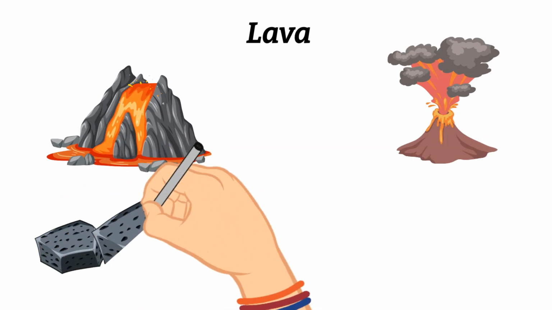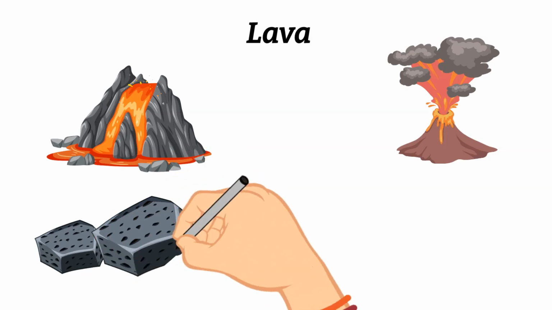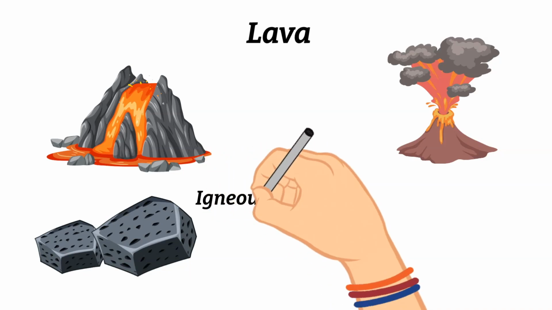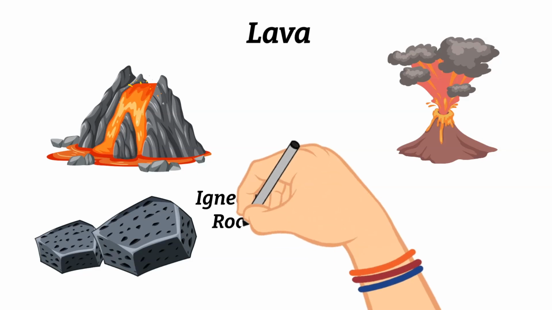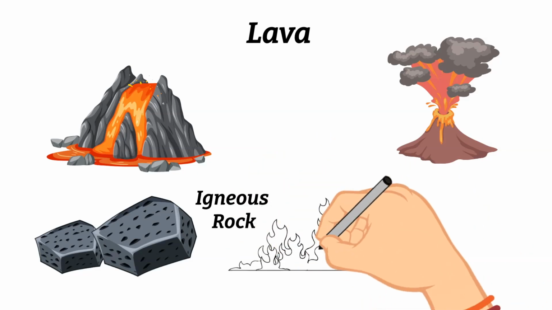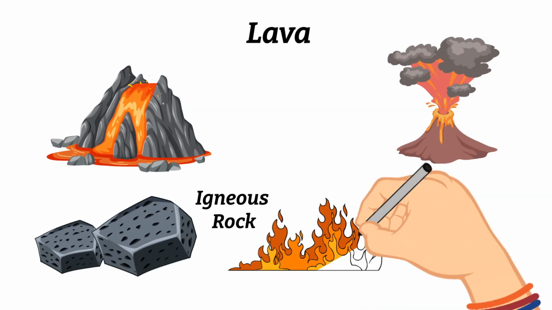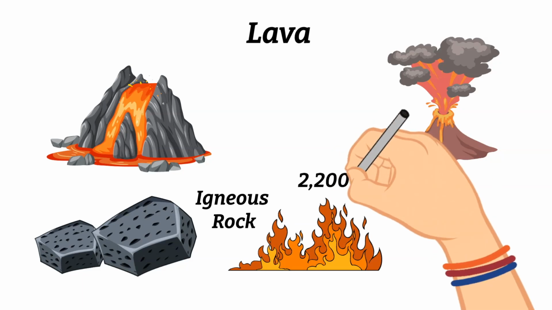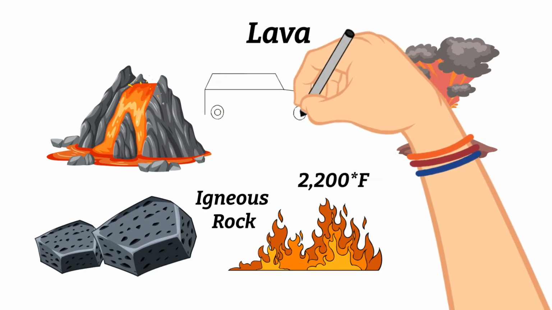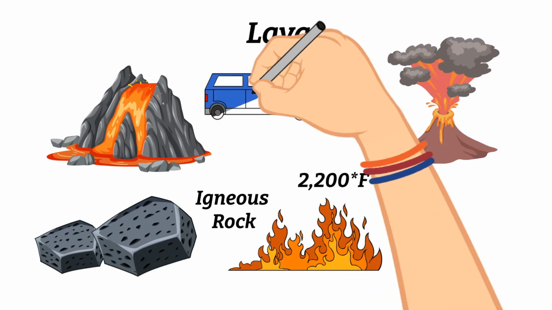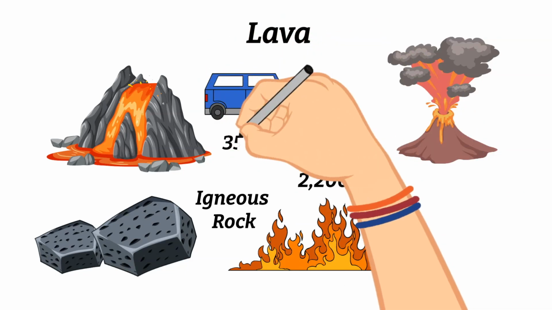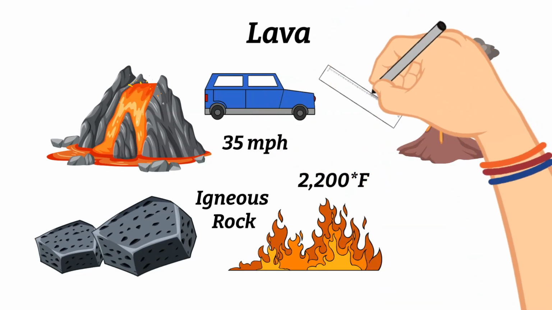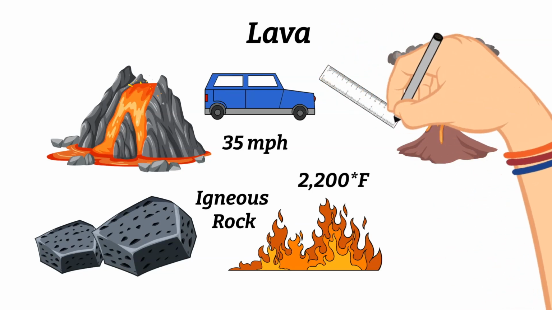We talked in a previous video about igneous rock, and we're going to briefly touch on it again, because igneous rock is formed when lava reaches the surface of the Earth, cools, and hardens. It is important to note that fresh lava is very, very hot. It can reach temperatures as high as 2,200 degrees Fahrenheit. Now, some lavas are more liquidy and they can flow downhill at almost 35 miles per hour, whereas other types of lava are thicker and can move as slow as only a few inches per day.